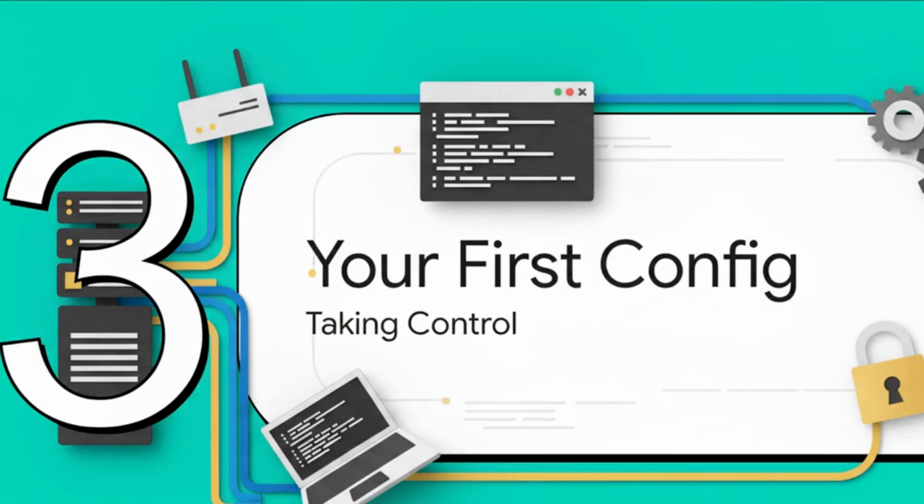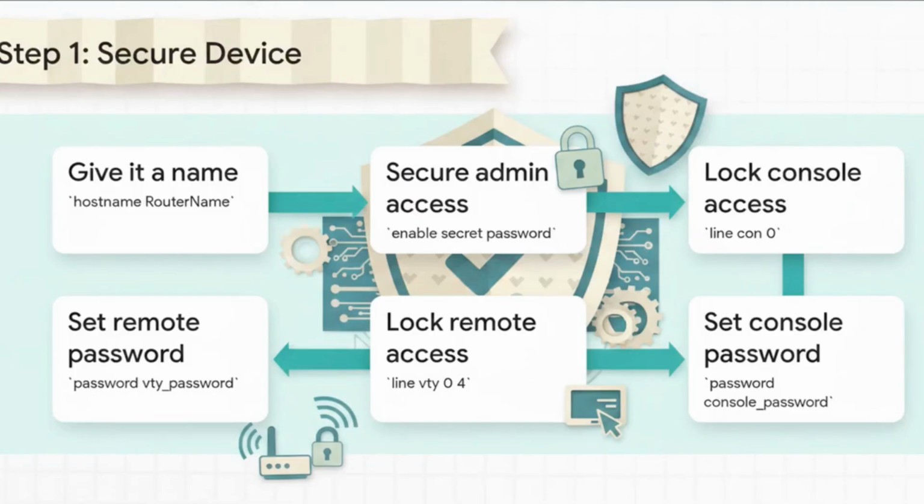Okay, enough theory. Let's get our hands dirty and actually put this knowledge to work. It is time to take control of a device with your very first configuration. Let's do it. All right, first things first, always, security. We start by giving our router a unique name so we know what we're working on. Then, and this is super important, we set an enable secret password. That's the key to get into that powerful privileged mode we just talked about. And finally, we lock down access for anyone physically plugging in and for anyone trying to get in remotely over the network. This is your basic security checklist right here.